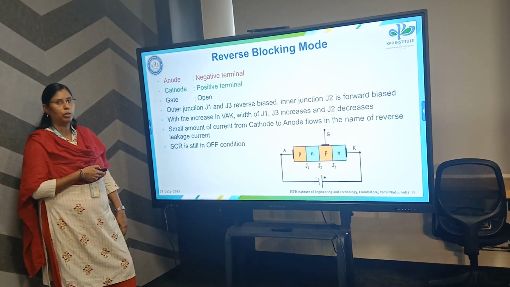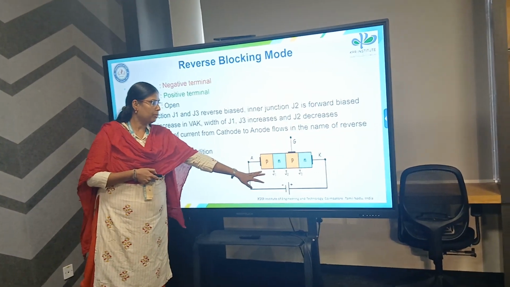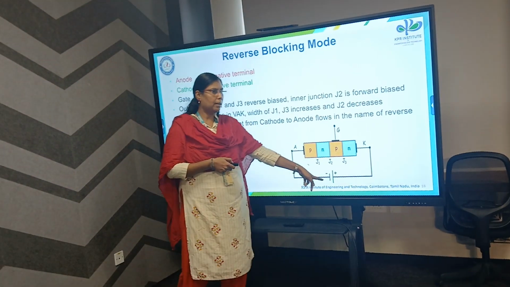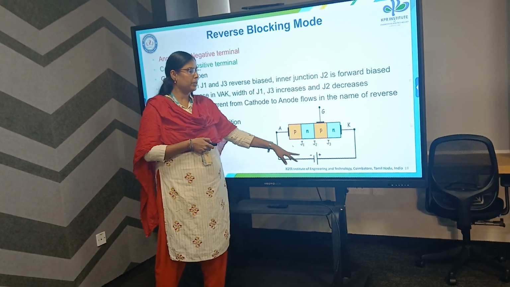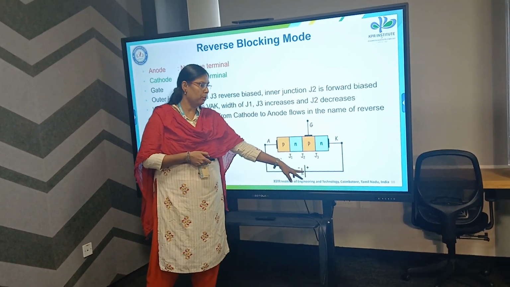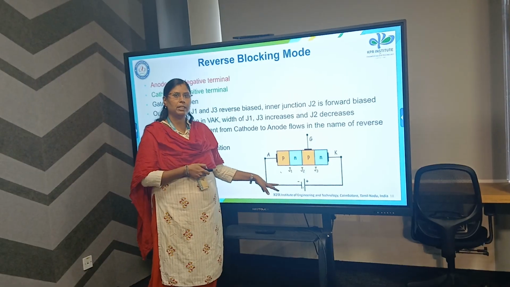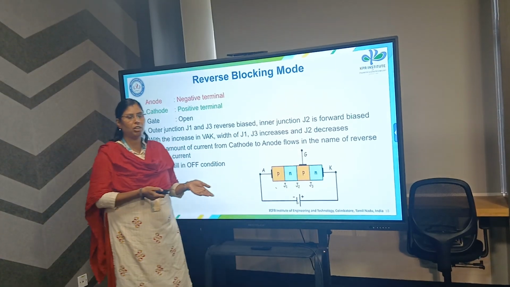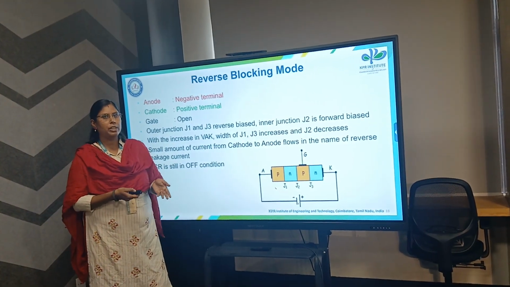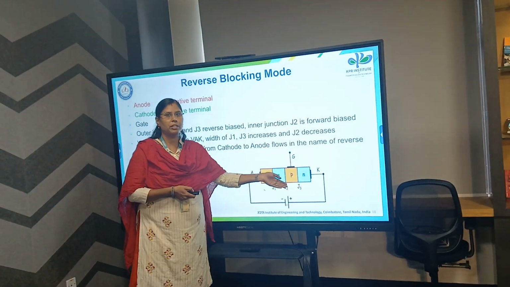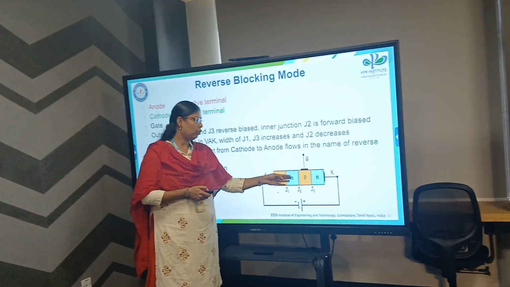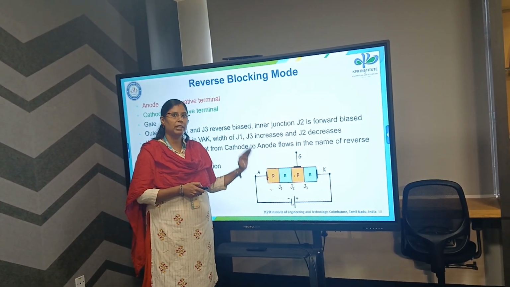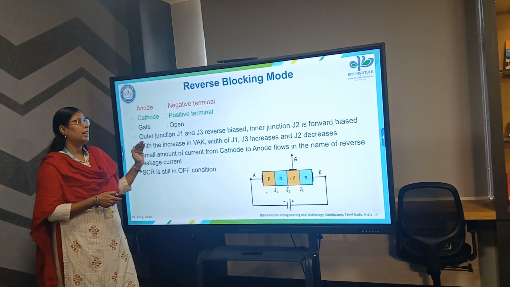We will see the reverse blocking mode. This is the normal construction of SCR. We have 2 PN junction diodes and 3 junctions. We give the supply between the anode and cathode with the P type connected to negative and the N type connected to positive. So it is a reverse bias condition. In reverse bias, the depletion region width is larger because there is no recombination of electrons and holes. So the J1 and J3 depletion regions are wide, there is no current flow, and totally this is the off state. The current flow is very minimal. That is why it is called the reverse blocking state.